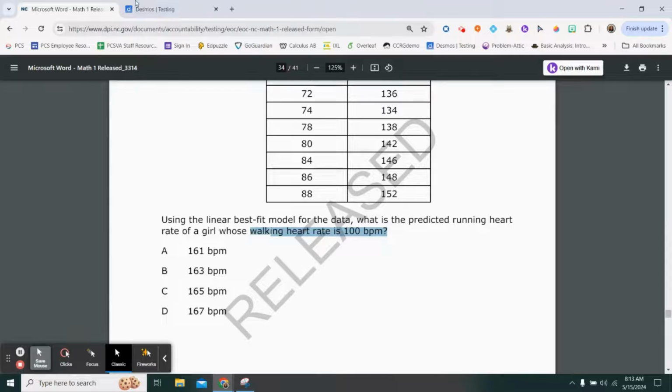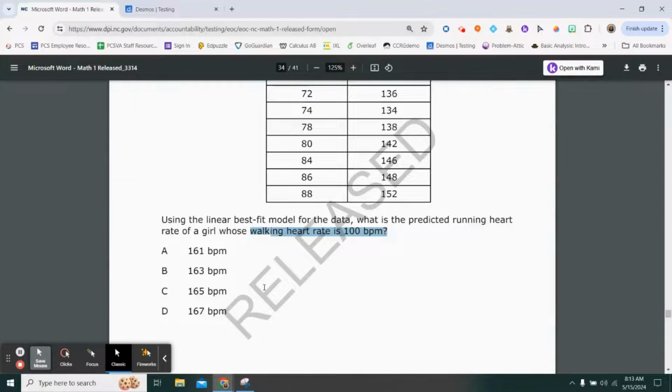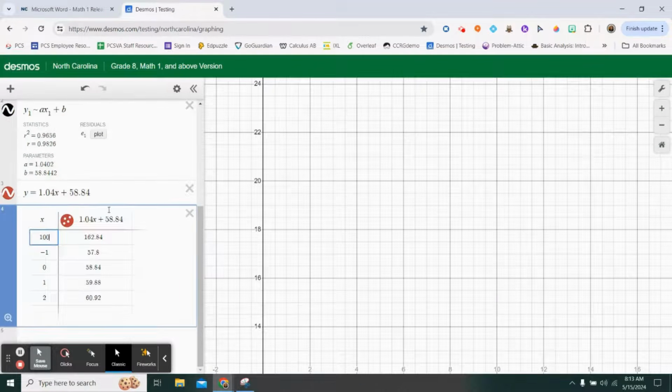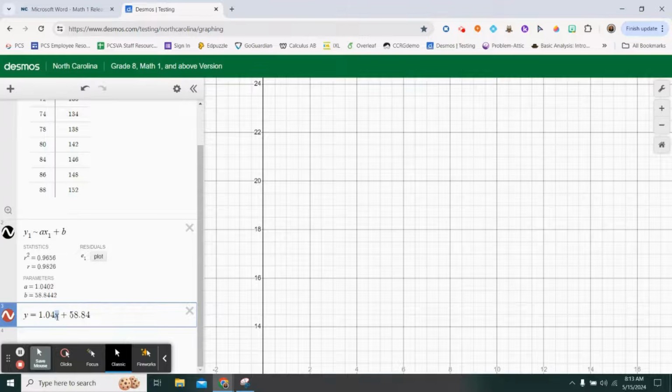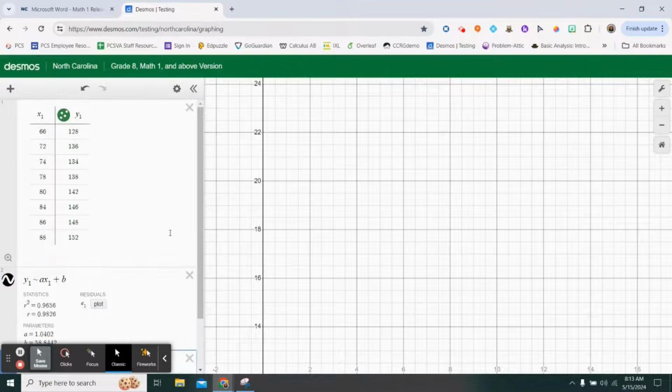Give me about 162.8. That rounds to 163. The answer is B. The other way I could do this is simply by not even using that table. I could just go to the X and type in 100, and that also gives me the answer. So this is how we do line of best fit.